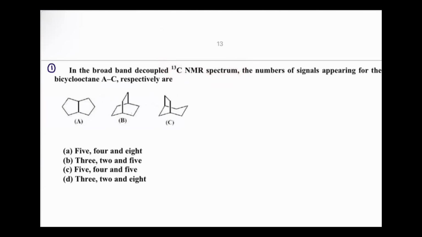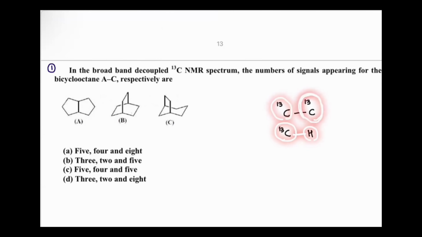Don't confuse yourself with this broadband decoupled carbon-13 NMR. Here broadband decoupled means we will give a continuous radio frequency, so the coupling will be low. We have seen that if an NMR active nucleus, suppose a carbon-13, is adjacent to another carbon-13, a coupling can happen, right? In the other case, suppose the carbon-13 nucleus is adjacent to a proton nucleus. Both are NMR active, so a coupling can happen between these two.